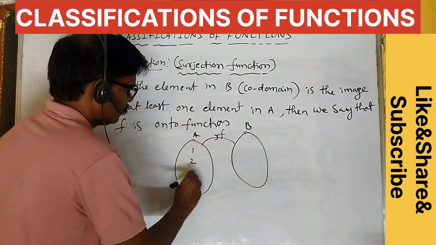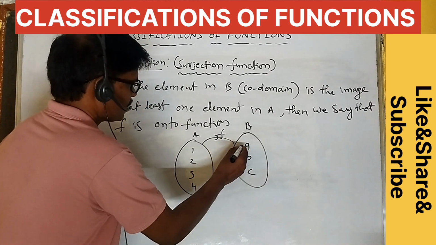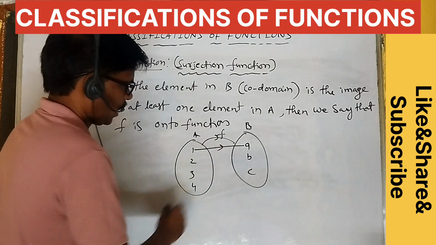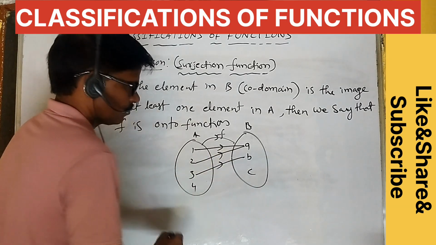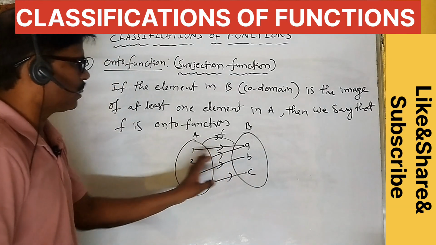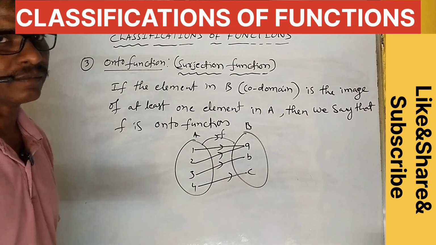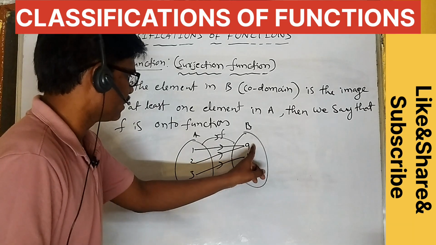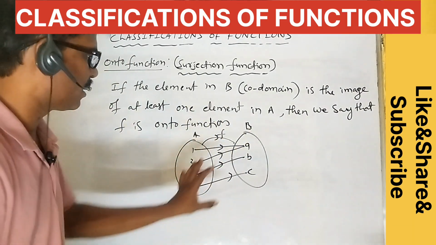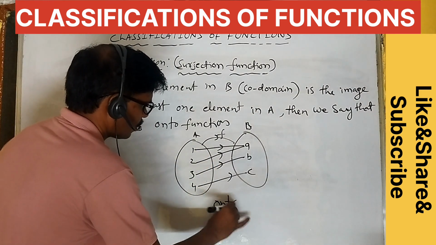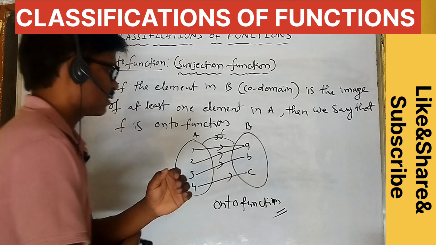Okay, here 1, 2, 3, 4 elements. Next here A, B, C elements. Okay, 1 is mapped to A. 2 is also mapped to A, and 3 is mapped to B. Next, 4 to C. Okay, this is the arrow symbol, and this is called an onto function. Onto function means every element of B has at least one, or more than one, element mapped to it. That is called an onto function.